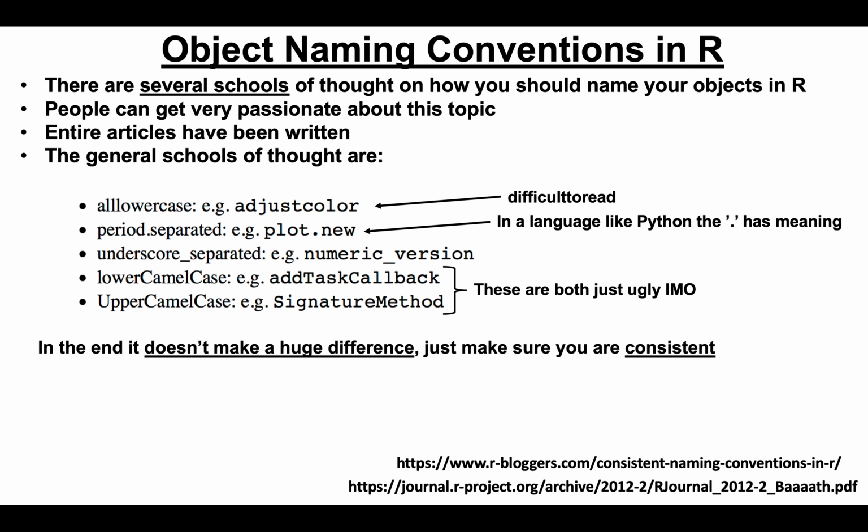Camel case is quite popular. I think it's ugly. And so for me, I like to use underscore separated object names. But that's just me. It's a personal preference. It doesn't make a huge difference what you choose. Just please be consistent. Don't toggle back and forth between different conventions in the same R script. Pick something and stick with it, and that'll make life easier for you and everybody else.